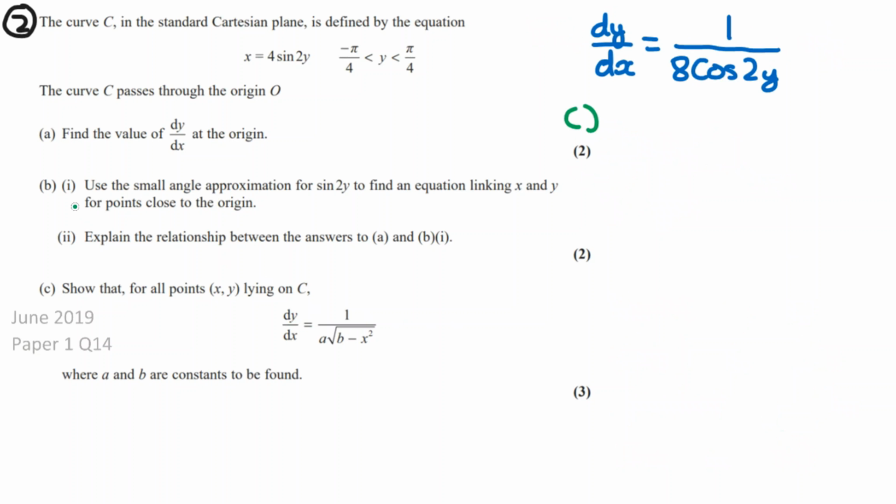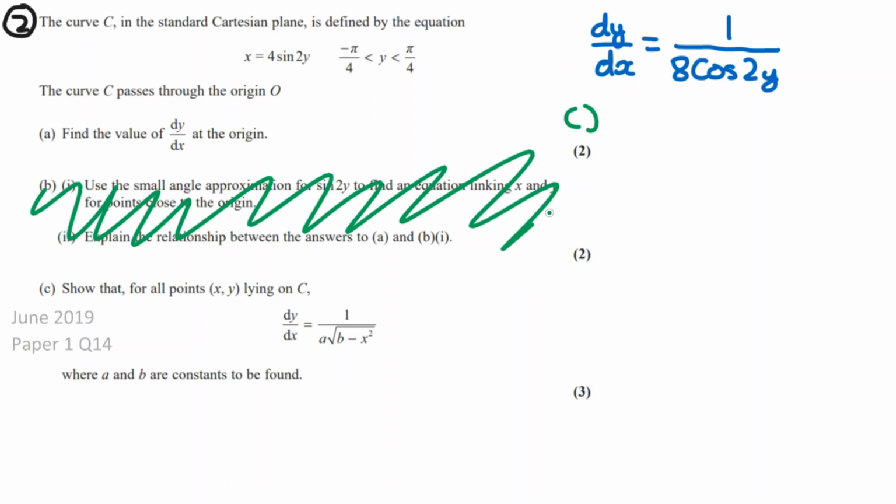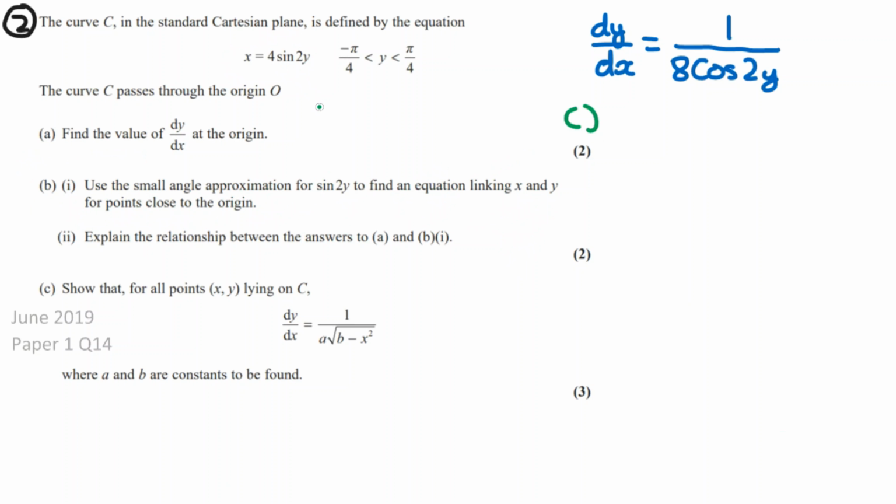So for part C, this is nothing to do with part B and these small angle approximations up here. This is more related to part A and this equation up here. What we basically need to show is that dy over dx can be written in this form here. Now you might recall that in part A, we found an equation for dy over dx, which we got up here, but now we need to write it in terms of x, where the dy over dx equation that we got in part A is written in terms of y.